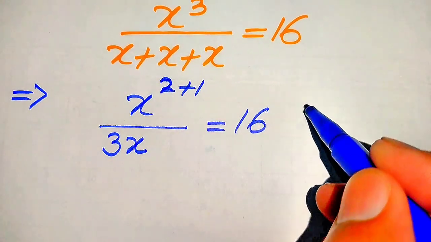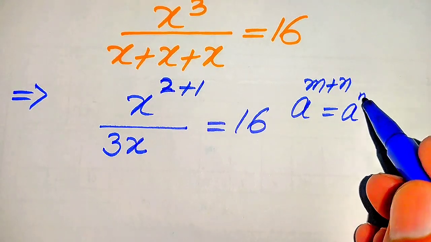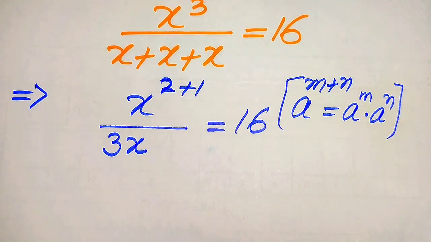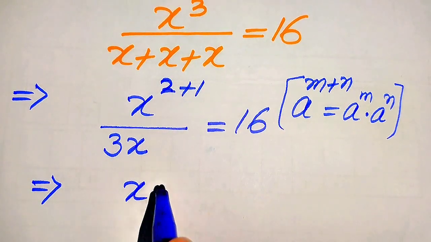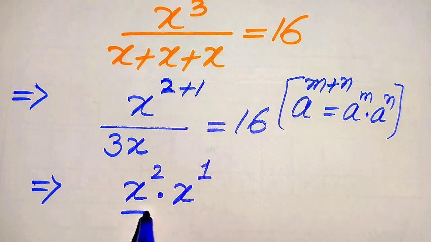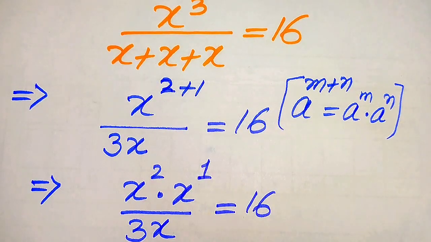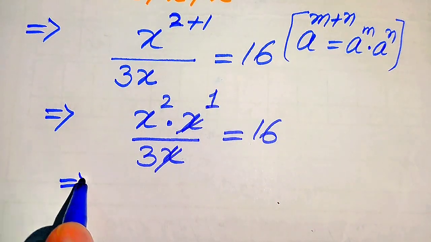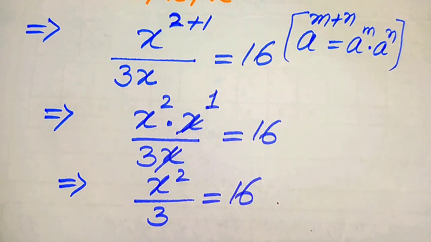So further in the next step, here we use the nice exponential law. You know about this law: if we have a to the power of m plus n, it is equal to a to the power of m multiplied by a to the power of n. So according to this exponent law, we break the exponent of this term, and it will be written as x squared into x to the power of 1, and it is divided by 3x, equal to 16. And now you see here this x is cancelled out by this x, and we will get x squared divided by 3 is equal to 16.